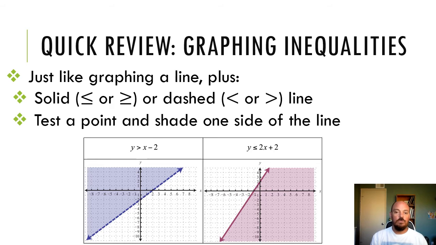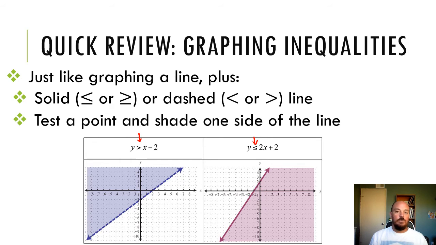So here's a couple of things to notice here. See this first one, the inequality is greater than. It doesn't have the equal to, and that's why the graph has a dotted line on it. The second one does have the or equal to. That's a less than or equal to, and it has the solid line.